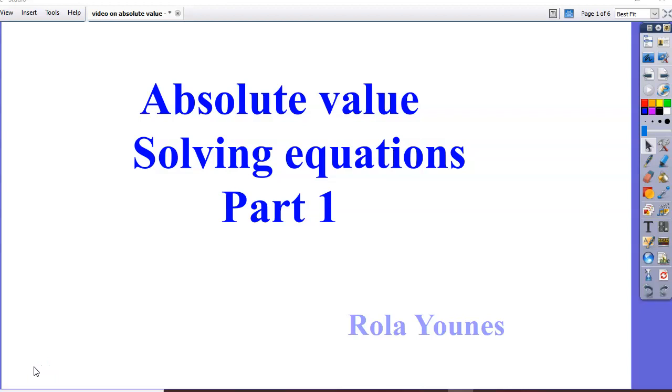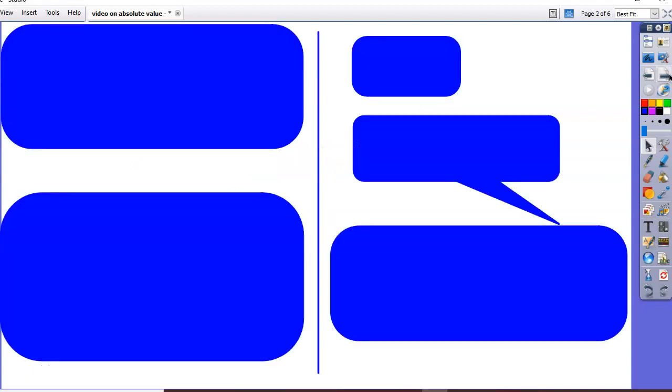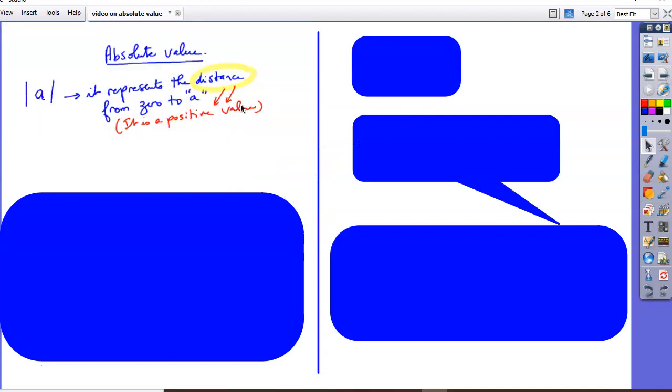Hello, today's lesson is about absolute value, mainly about solving equations with absolute value. Let's recall first what is the absolute value of a number. The absolute value of a number represents the distance from 0 to that number, which is always a positive value.